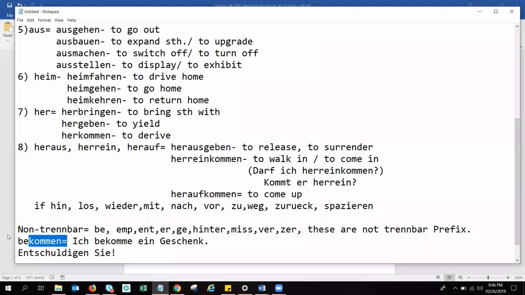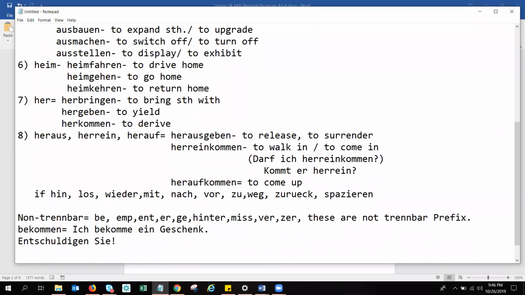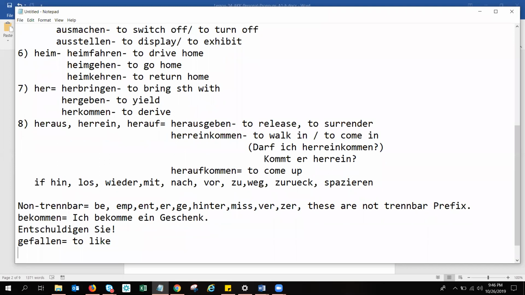Okay, same. We have gefallen. So gefallen is to like. Okay, das gefällt mir nicht. I didn't like it. That doesn't suit me. Or we have this verb verstehen. Verstehen is to understand. So whenever you have these types of verbs, ich verstehe das nicht.